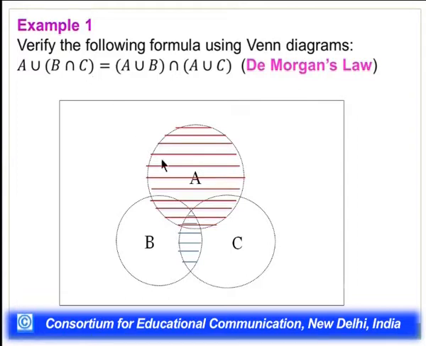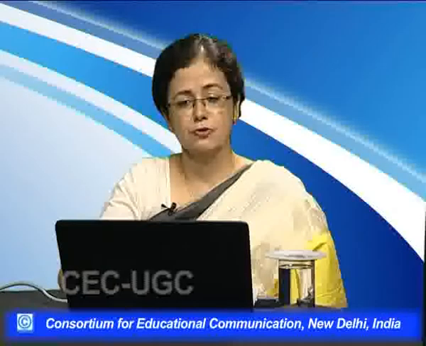So B intersection C, if you look at the slide, is the blue shaded region between, which is the overlap between B and C. And you take the union of that with the set A. So this entire shaded region, which consists of the set A and the blue shaded region below A, constitutes our left hand side. And now all we have to do is to check that the right hand side formula also gives us the same shaded region.